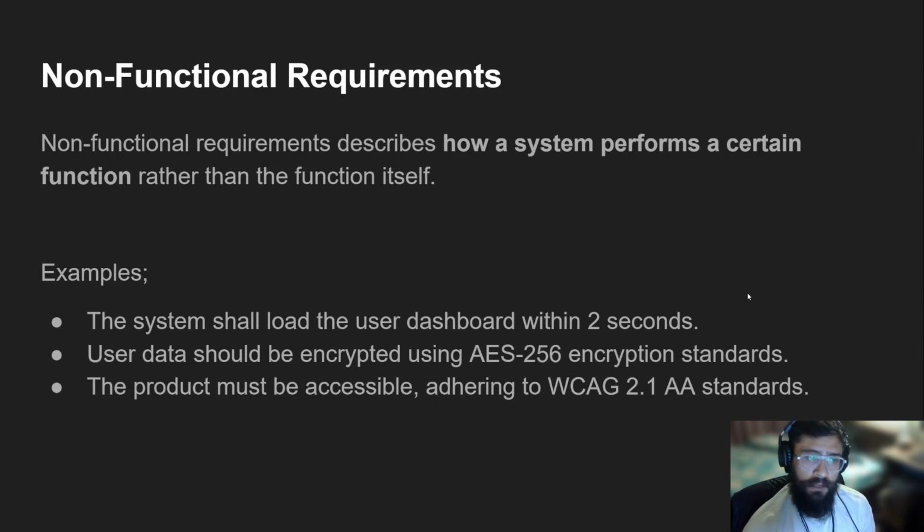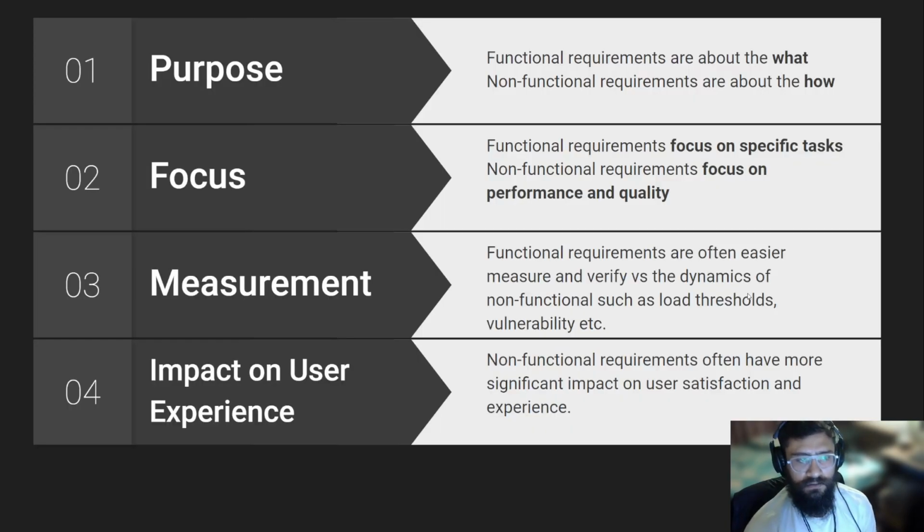Now, if you remember, one of our examples of a functional requirement was that the user should be able to log in with their email and password. This can be tied to the non-functional requirement that the user's data should be encrypted. This is how non-functional requirements help define how the system should perform the functional requirements. Now let's break it down into four pillars and look at some of the key differences.